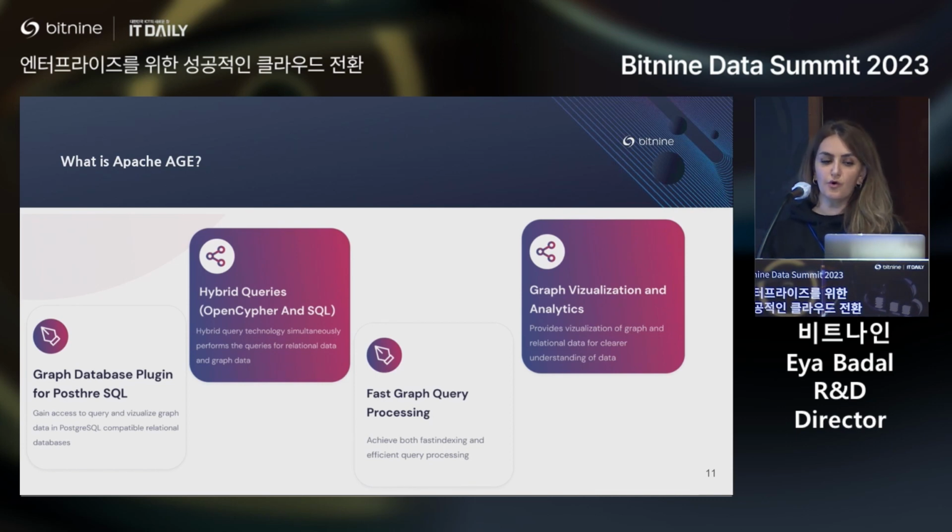And more than just queries, our visualization tool helps you see and understand your data better. To sum up, Apache AGE brings together the best of relational and graph databases. It's fast, flexible, and helps you understand your data better.